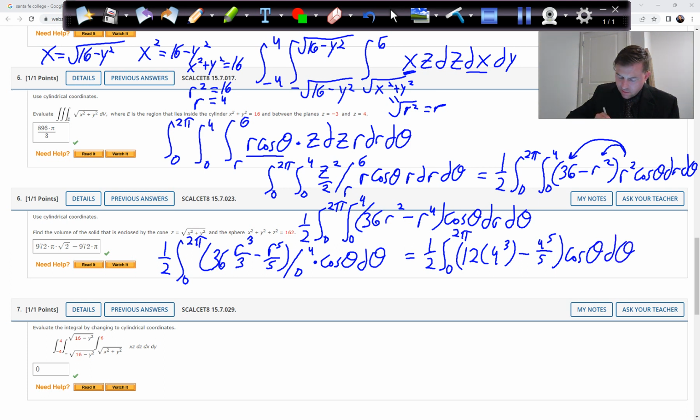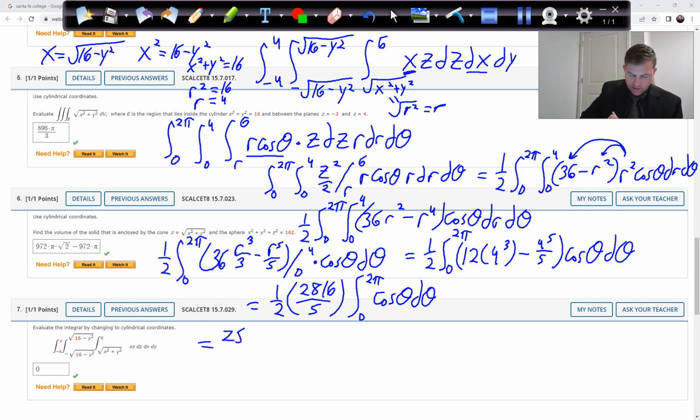And we're going to get 12 times 4 raised to the third is 768. 4 to the 5th over 5 is, well, basically when you combine these two terms, you're going to get 2816 over 5. And then we have the antiderivative from 0 to 2π of cosine theta dθ.